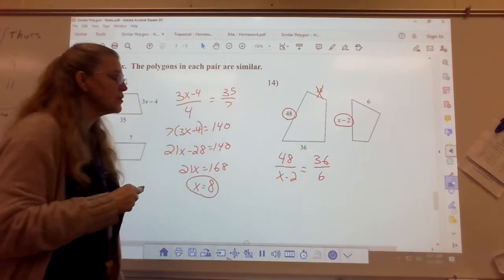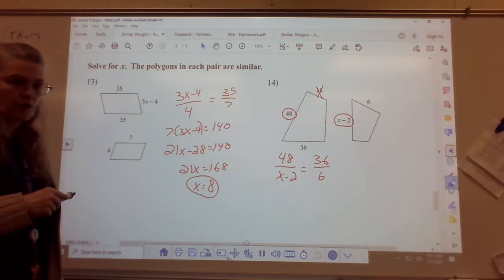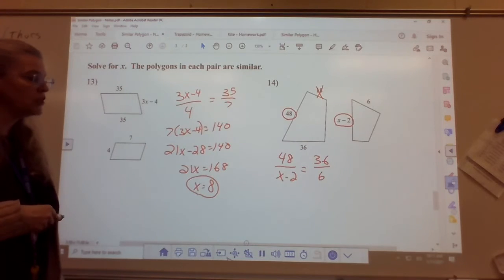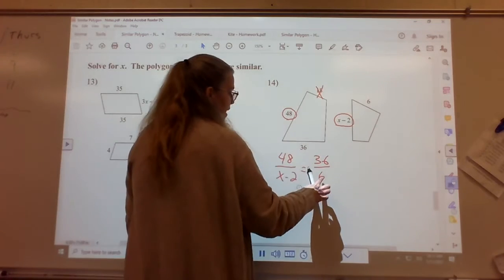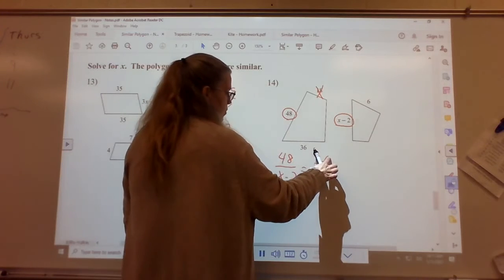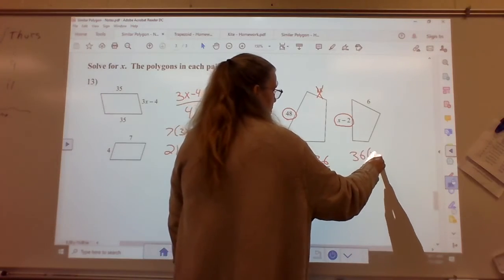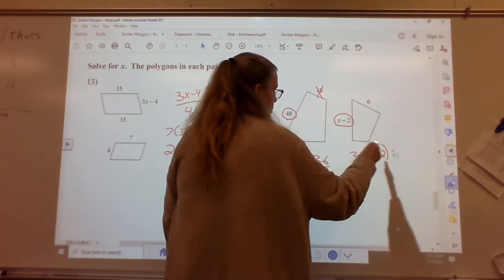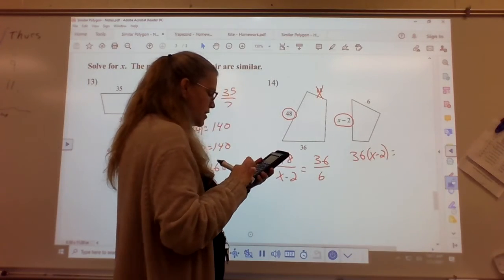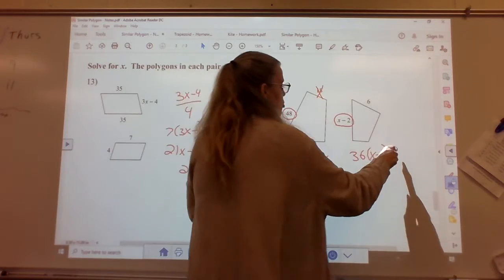And like I said, that's the trickiest thing, is just getting the proportion set up right. Once you get the proportion set up right, from there it's the algebra. So do your cross multiplication. 36 times x minus 2. Don't forget to put x minus 2 in parentheses. And then 48 times 6. I get 288.